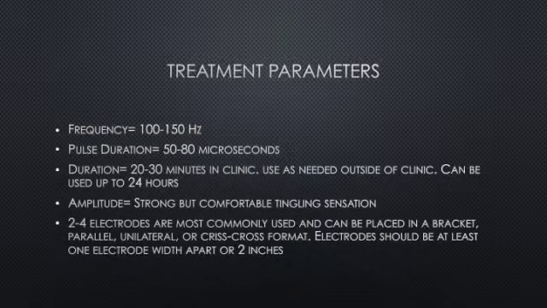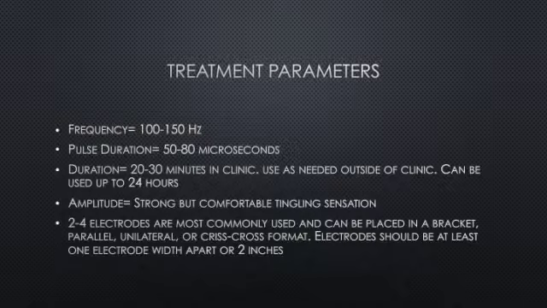Treatment parameters include frequency, pulse duration, amplitude, and placement. The frequency for TENS is 100 to 150 hertz. The pulse duration is between 50 to 80 microseconds. Duration of this treatment should be about 20 to 30 minutes in the clinic, or it can be used as needed outside of the clinic. It's safe to use up to 24 hours.